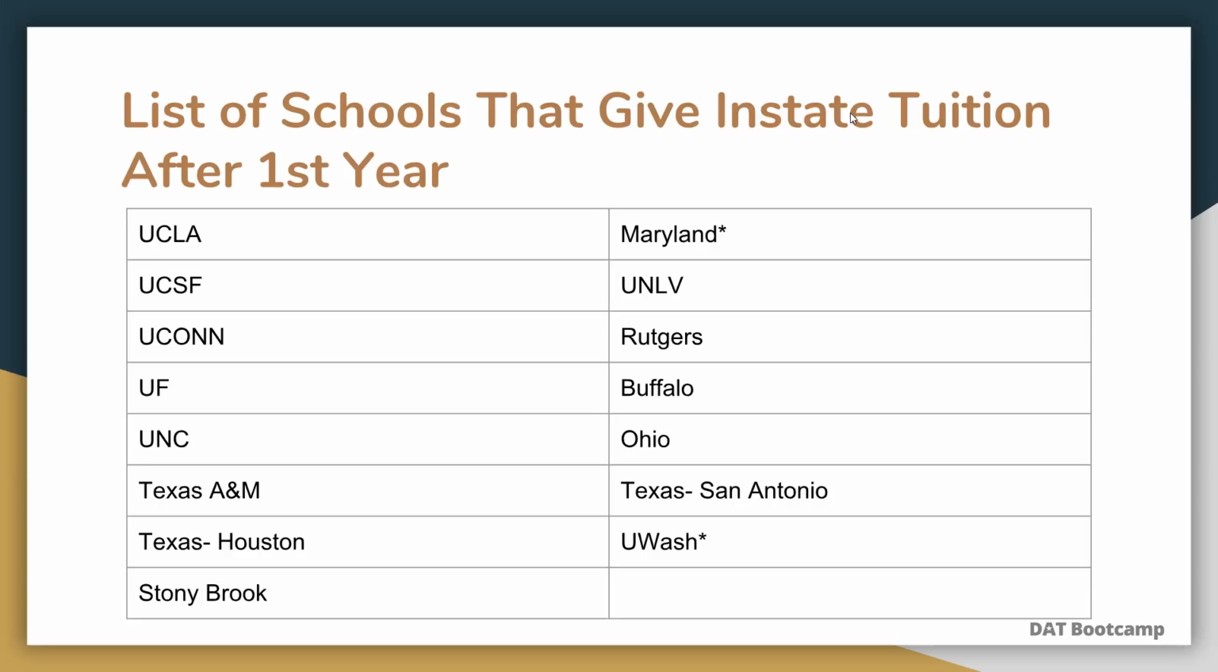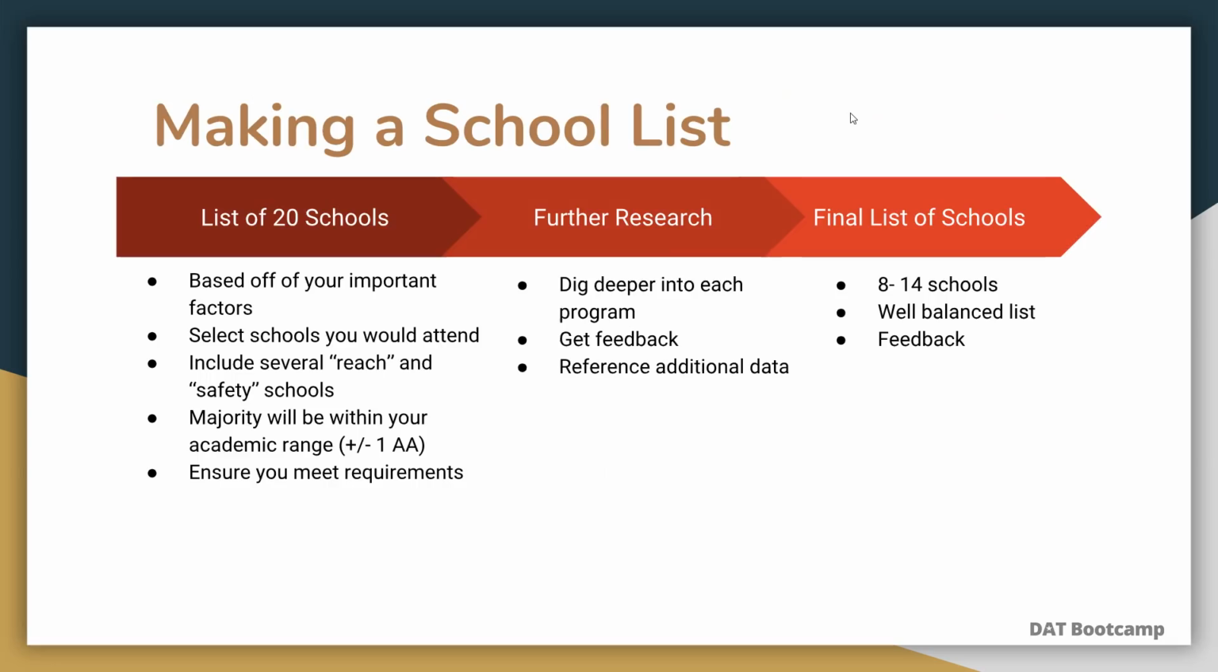Now, the reason I put an asterisk beside the University of Maryland and University of Washington is because it's a little bit harder to get in-state tuition at those schools, so you may want to look deeper into that.